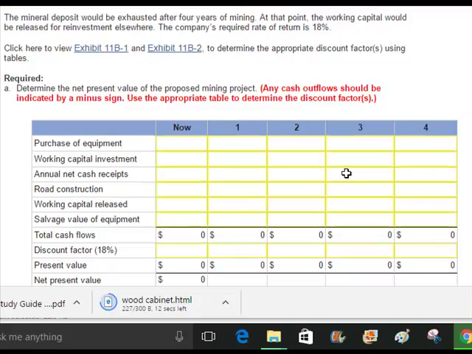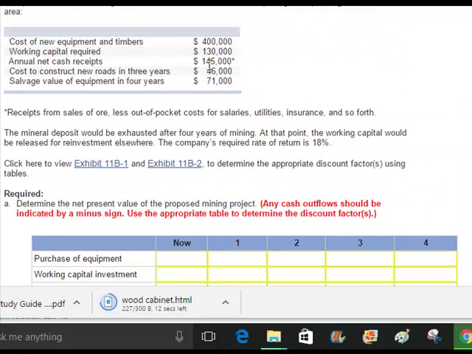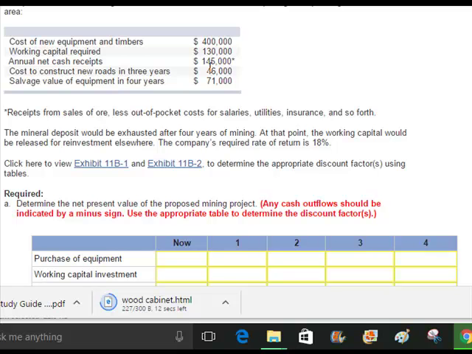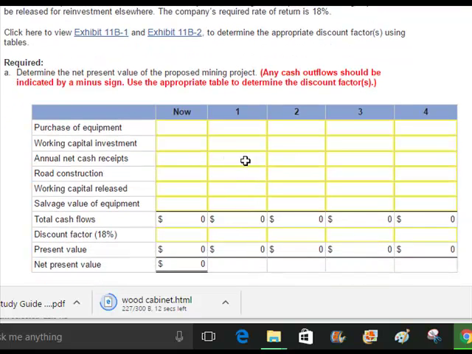Now for years 1 through 4, what you'll do is you'll look up at the figures that you're given. For example, the annual net cash receipts, in my problem they're $145,000 a year. Rather than solve it the way that I showed you in class, where you would calculate the present value of that stream of cash receipts by using the present value of an annuity table, instead we're going to put in the annual net cash receipts row $145,000 into columns 1, 2, 3, and 4.